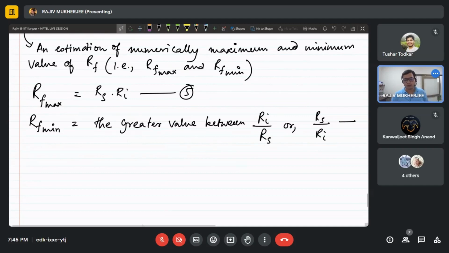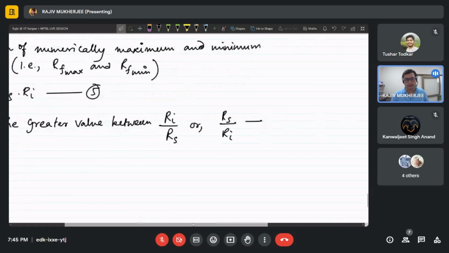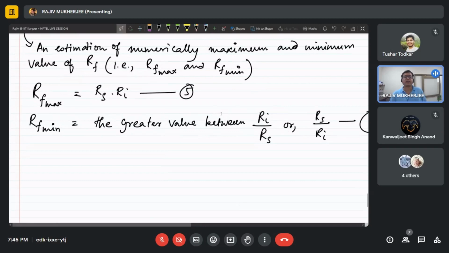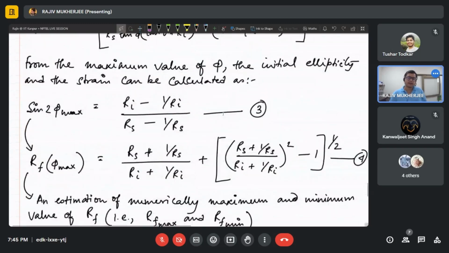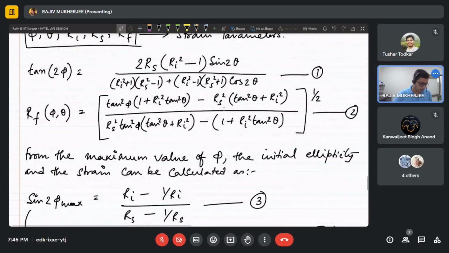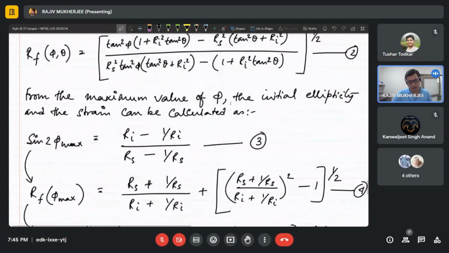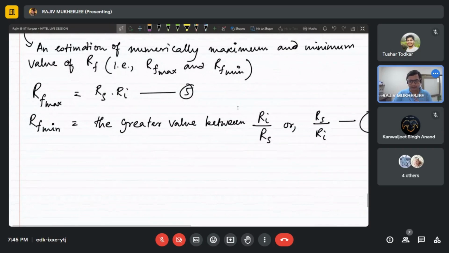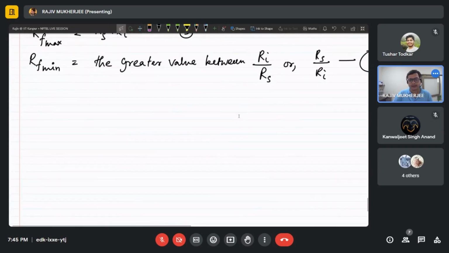So these are all boring theoretical estimations. In practice, it can be done in a lot simpler way. So now we will see how practically this method is applied to have an estimation of the different values of initial ellipticity, final ellipticity, as well as the strain amount, right?